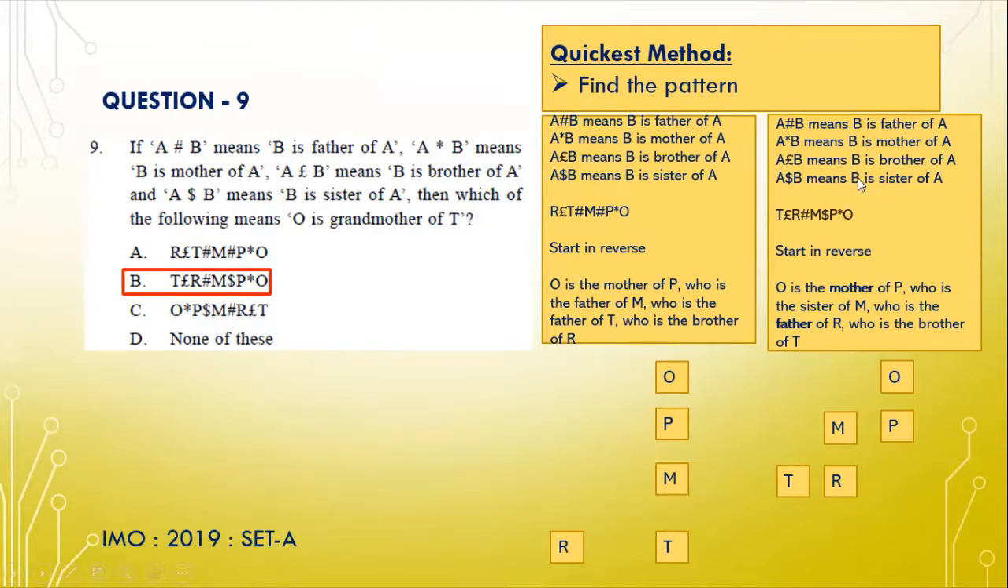Let's try the second option. Okay. T pound R hash M dollar P star O. O is the mother of P, who is the sister of M, who is the father of R, who is the brother of T. So O is the mother of P, who is the sister of M. Who is the father of R? M is the father of R. Who is the brother of T? So between T and O, how many generations? Isn't it? There is one generation here. Here there is only one generation. So O is the grandmother of T.